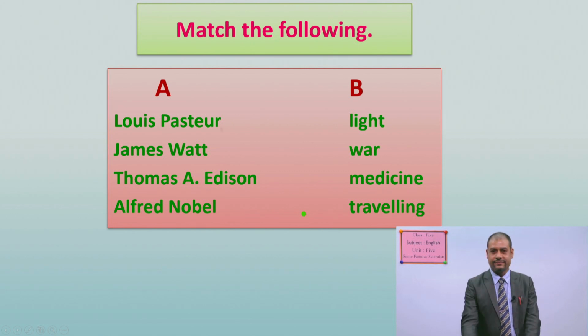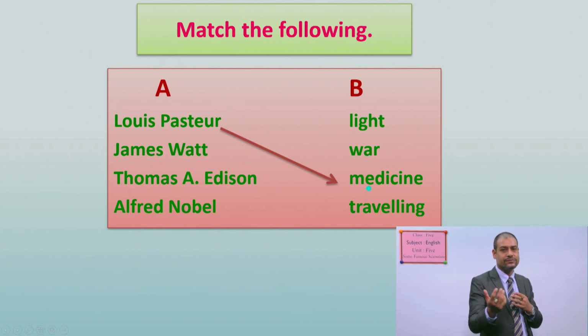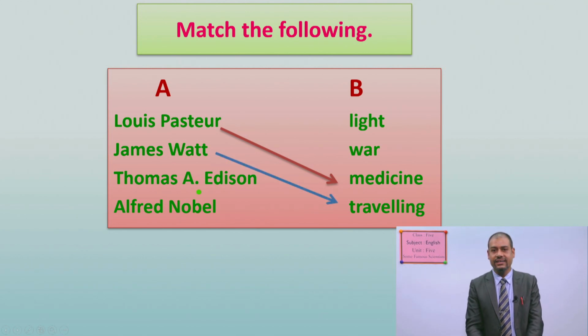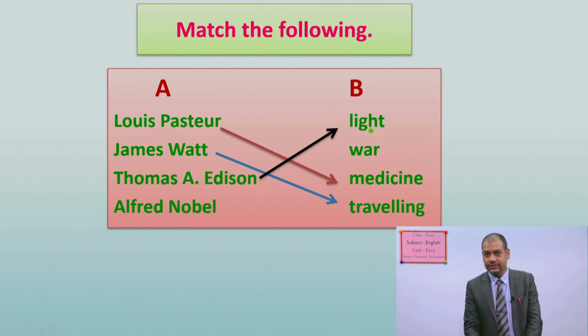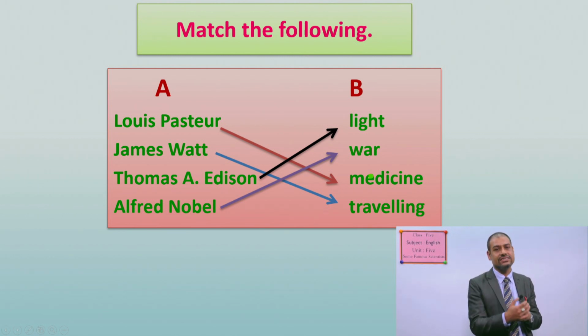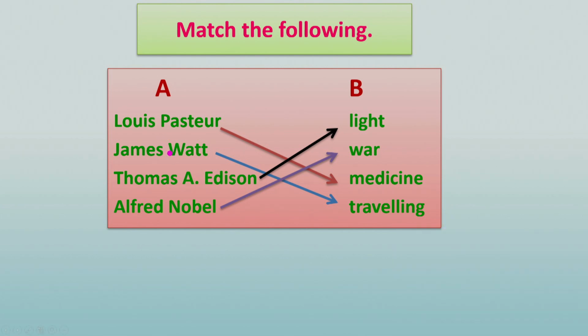Now check your answer. Louis Pasteur, medicine, he made vaccinations to save us from deadly disease. Okay, James Watt, traveling, steam engine. Okay, Thomas Alva Edison. Look at, electric light bulb. Do you know it or not? Now finally, Alfred Nobel, war. He invented dynamite and that causes destruction. These are the answers related to these scientists. Okay.